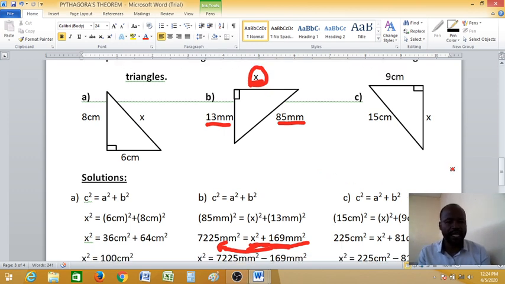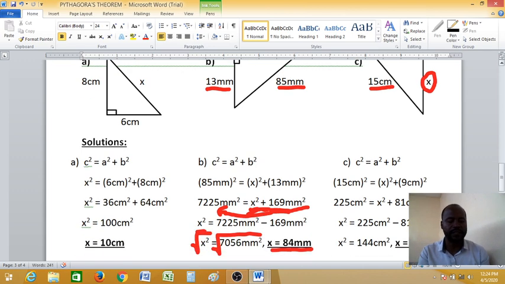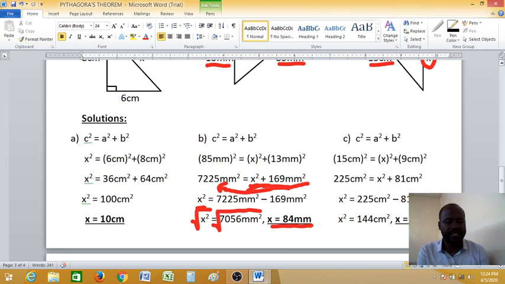In this example C, again, the side opposite to the right angle, which is given by 15 centimeter, is the hypotenuse. One of the legs is 9 centimeter, and the other leg is not known, which is x. So the question is finding the value of x. All right.